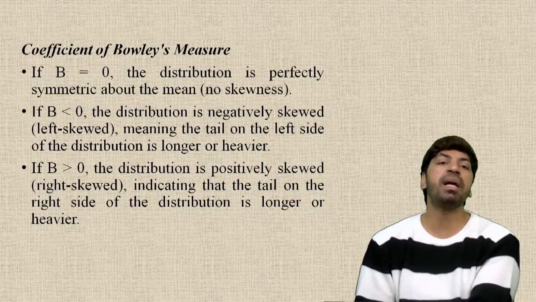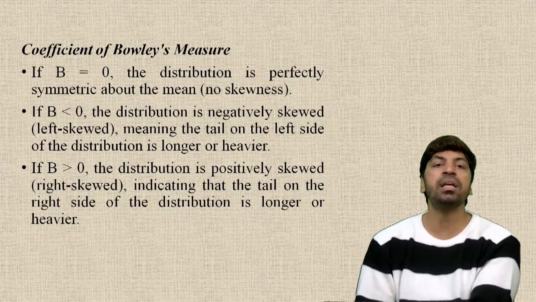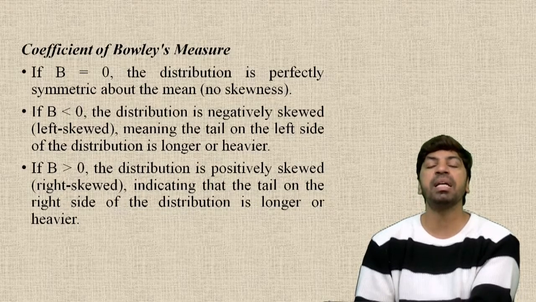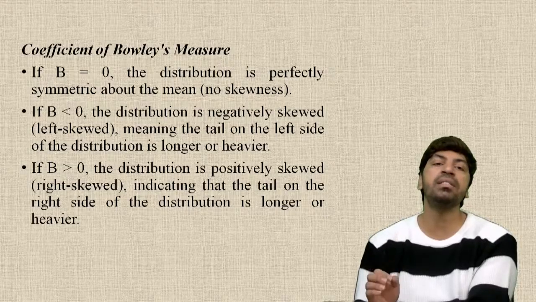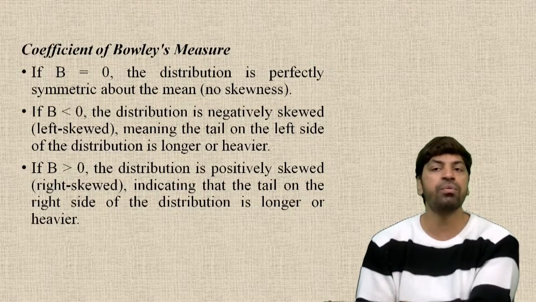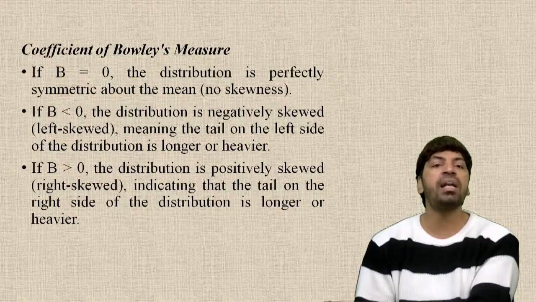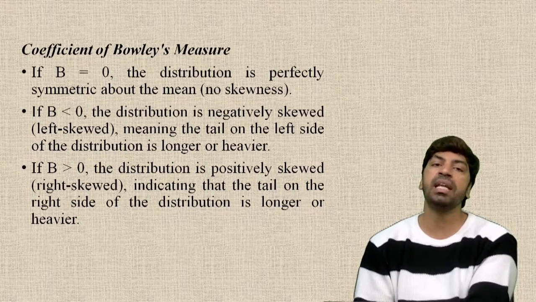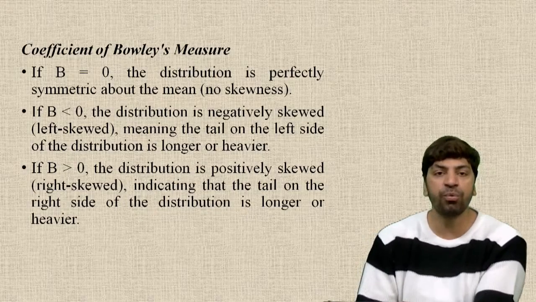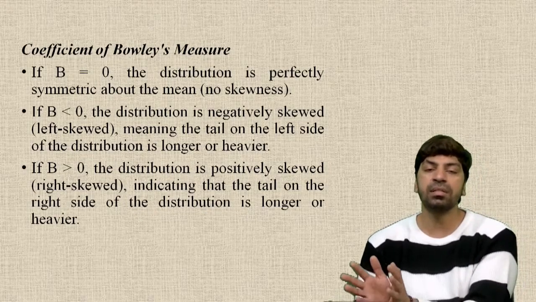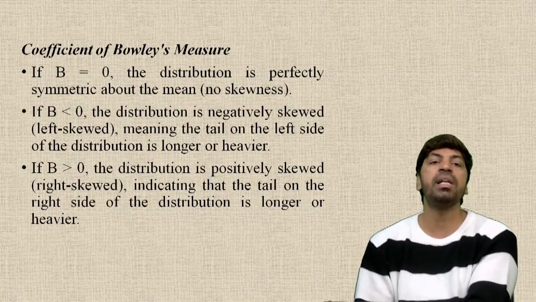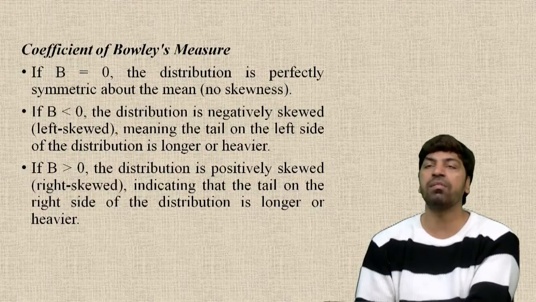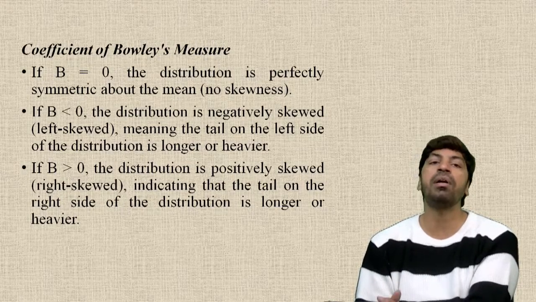Coefficient of Bowley measure, where the b, the beta, is equal to 0, that means the distribution is perfectly symmetric about the mean, that is no skewness. When the beta value is less than 0, that means the distribution is negatively skewed. Negatively skewed always talks about left skewed, that means the tail on the left side of the distribution is longer or heavier.